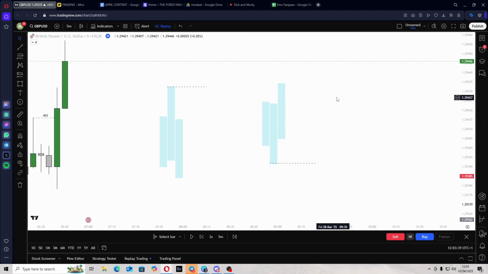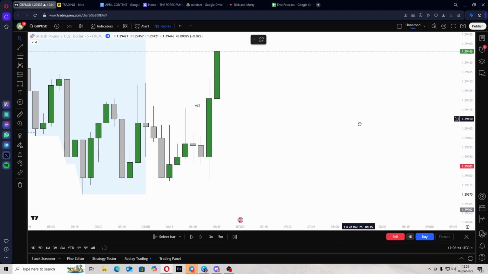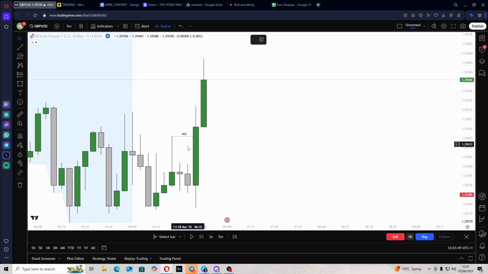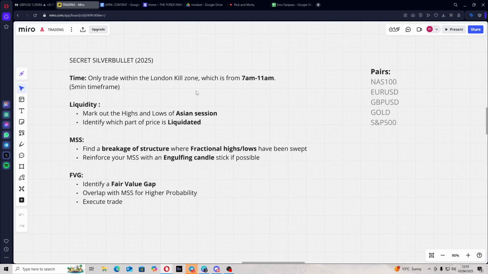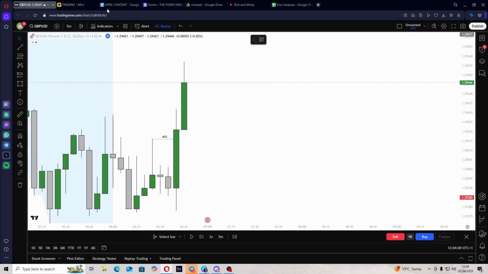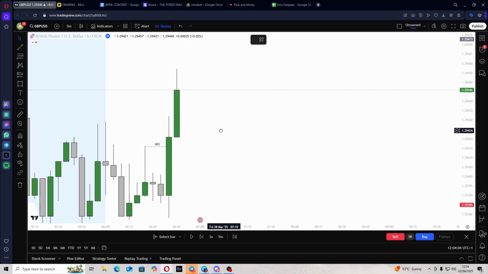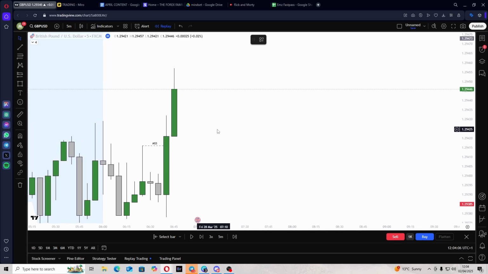So these are the only rules you really need to know about fractal highs and fractal lows, which makes this our actual fractal high candle, because the candle before it and the candle after it did not go above it. After that's done, what we need to do next is really simple. We need to identify a fair value gap, and we can overlap the fair value gap with a market structure shift for a higher probability trade. And the last thing is we just need to execute the trade. That's all that's left to do, so we can get the win and all the profits, so we can become profitable.